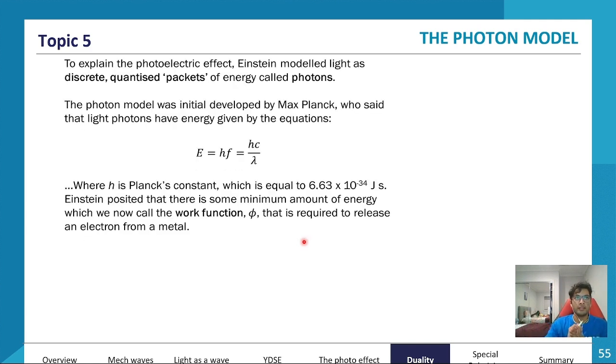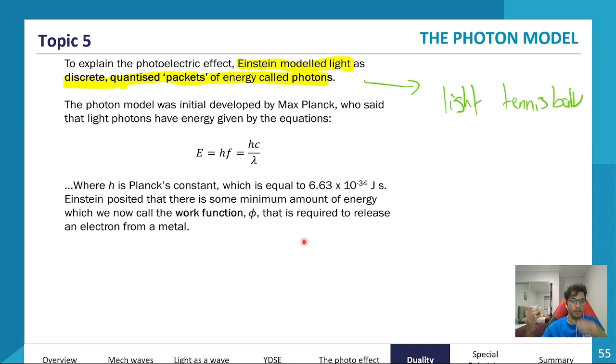To explain this, Einstein came to the rescue, and what he said was that light can be modeled as discrete quantized packets of energy called photons. Or in other words, you can just imagine light to be tennis balls. You basically have a bunch of tennis balls hitting the electrons, and the energy of the tennis ball just gets transferred to the electrons.